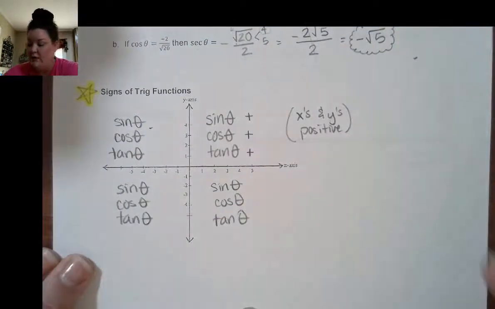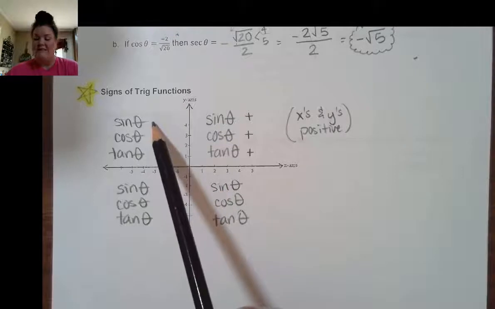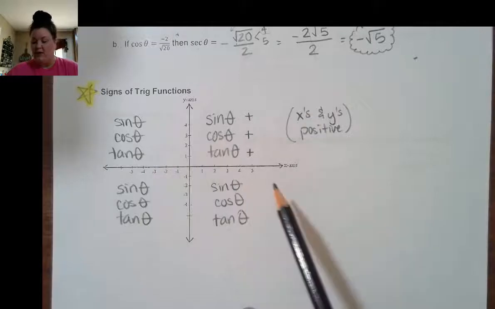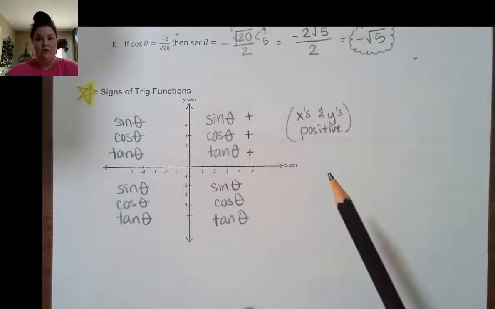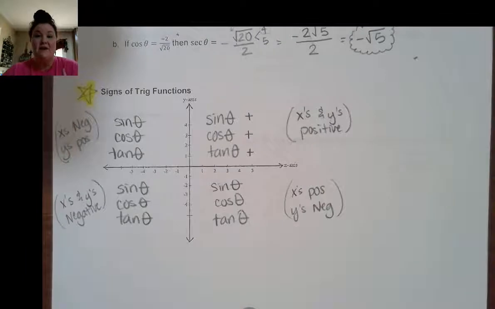So I want you to think about each of these quadrants. I'm going to have you pause the video, and I just want you to fill in the signs of the trig functions. Are they going to be positive or negative based on what the x and y's are within that quadrant? Okay, so go ahead and pause it, give it a go, and then when you're ready, unpause it, and we'll go over it. Okay, let's see how you did.